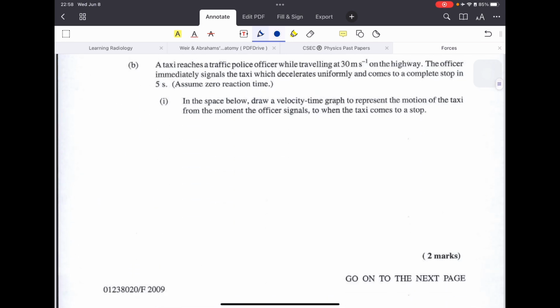A taxi reaches a traffic police officer while traveling at 30 meters per second on the highway. The officer immediately signals the taxi, which decelerates uniformly and comes to a complete stop in 5 seconds. In the space below, draw a velocity time graph to represent the motion of the taxi from the moment the officer signals to when the taxi comes to a stop. So this is just a scrappy graph here. Over here is velocity, and over here is time. It's a very easy graph actually.